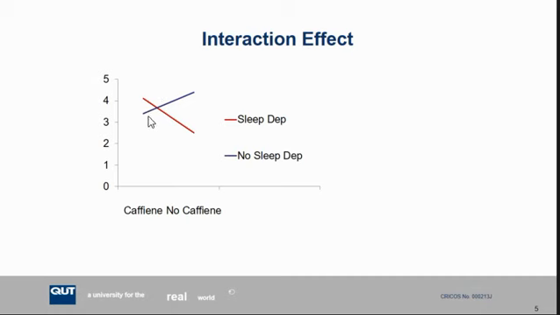Here we have the people who were exposed to sleep deprivation and received caffeine. And look, their recency scores are much better than the people that were exposed to sleep deprivation and received no caffeine. Whereas the people who were not exposed to sleep deprivation actually did better when they received no caffeine. So when we have crossed lines like this, it's saying that the effect of one IV is different depending on what condition of the other IV they were in. That's what's known as an interactive effect.